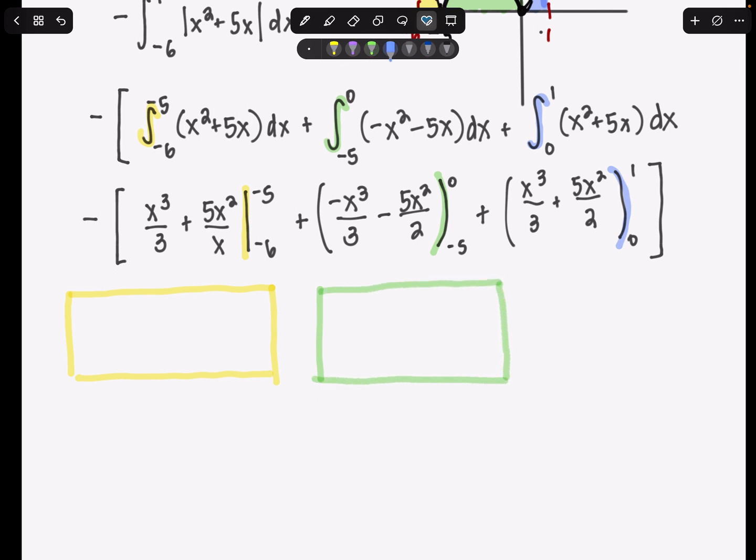I'm going to have this blue part here. And I'm going to remember, I'm going to add all of these parts together. So I've got plus, plus, and then I'm going to take at the very end the opposite of all of it.